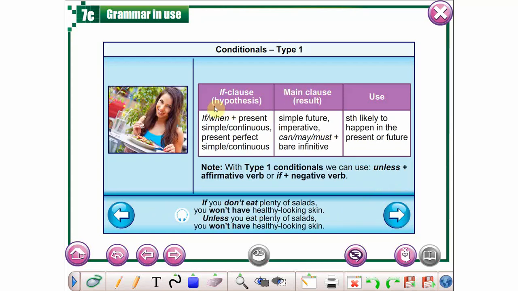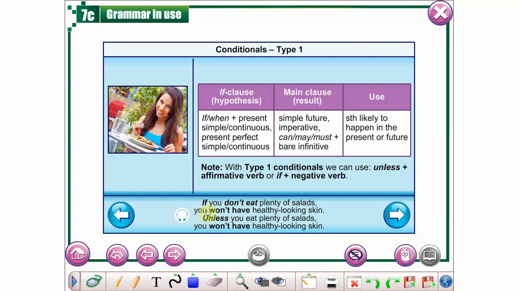Okay, let's turn to type 1. In type 1, if or when is also followed by present simple, but this time, the main clause or the result is in the simple future. The simple future means will plus infinitive. And we use this to talk about something that's likely to happen in the present or future. To talk about possibility, something that's likely to happen in the future.